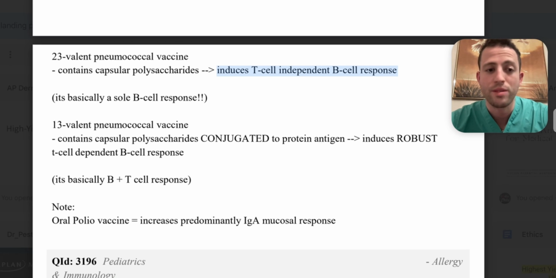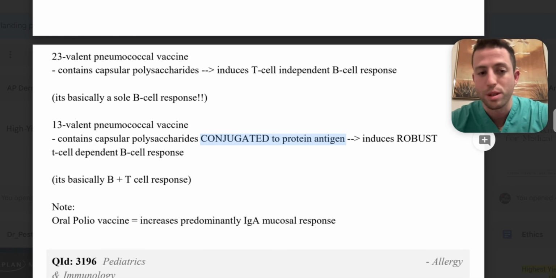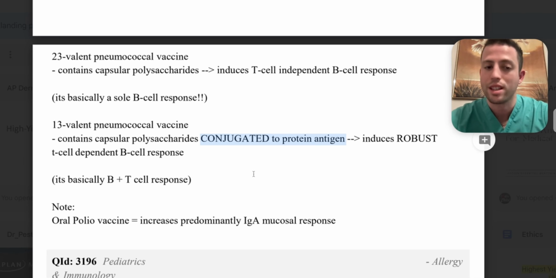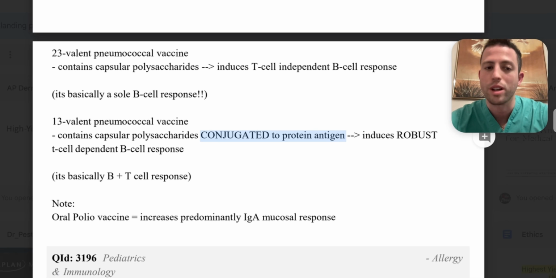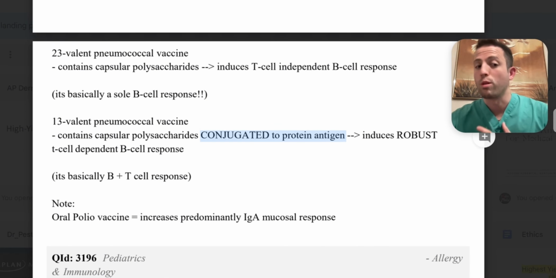Whereas the 13-valent pneumococcal vaccine contains capsular polysaccharides that are conjugated to a protein antigen. And so this will induce a robust T cell dependent B cell response. So this will be a B and T cell response with the 13-valent pneumococcal vaccine. One way to remember this, it's a little bit wonky, but 13 is a lower number, but it actually has a more robust B and T cell response.